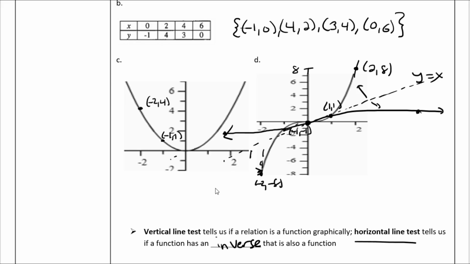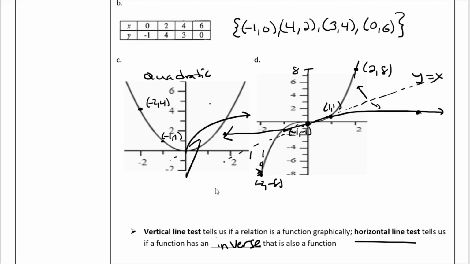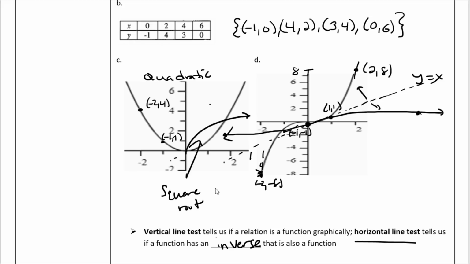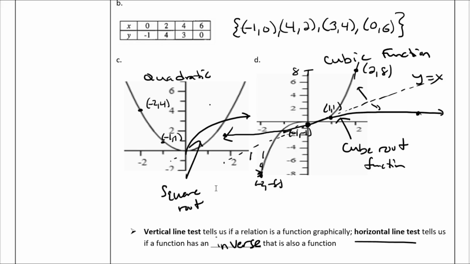So this is actually the quadratic function, and the inverse of the quadratic function is the square root function. So the function that we drew earlier was the square root function. And then the inverse of this is the cubic function. The original function is cubic, and the inverse of the cubic is the cube root. So this kind of shows you visually what's going on.